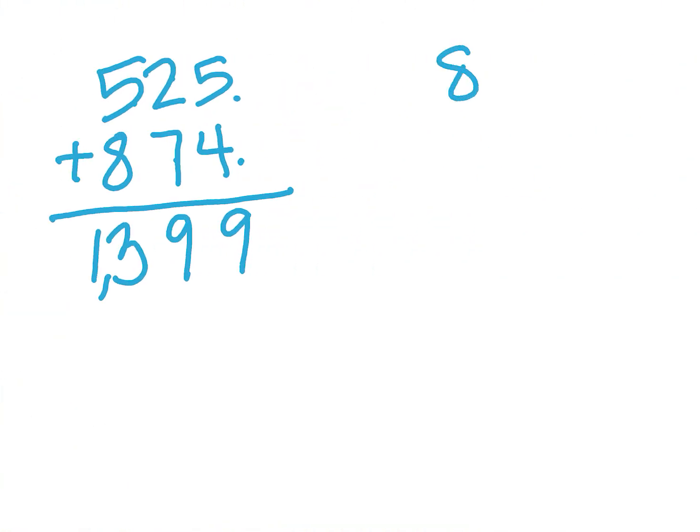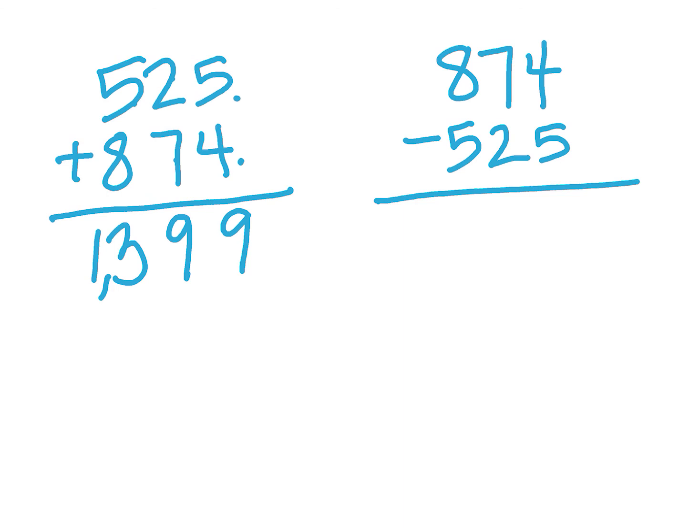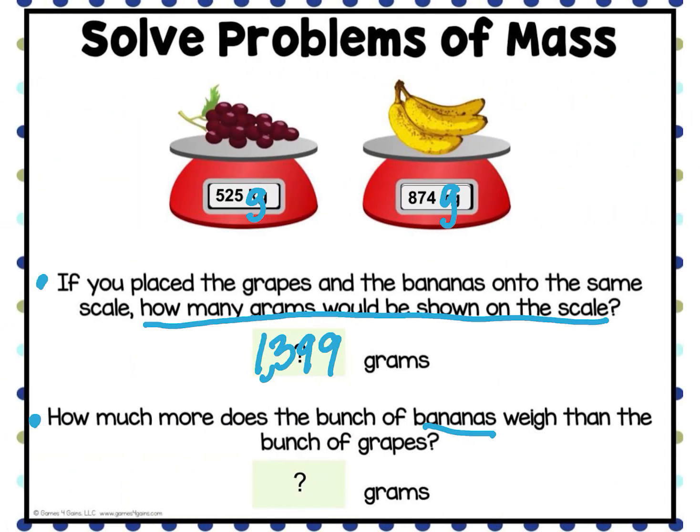So I'm going to go over here, 874 take away 525. All right, 4 take away 5. Oop, I can't do that, so I need to go to my neighbor. I need to borrow 10 from him, and I'm going to give it to my 4. Now I got 14 take away 5. Now I can take that 5 away. 14 take away 5 is 9. Now I'm on the tens column. 6 take away 2 is 4. And in my hundreds column, 8 take away 5 is 3. So the difference in weight between the bananas and the grapes is 349 grams.